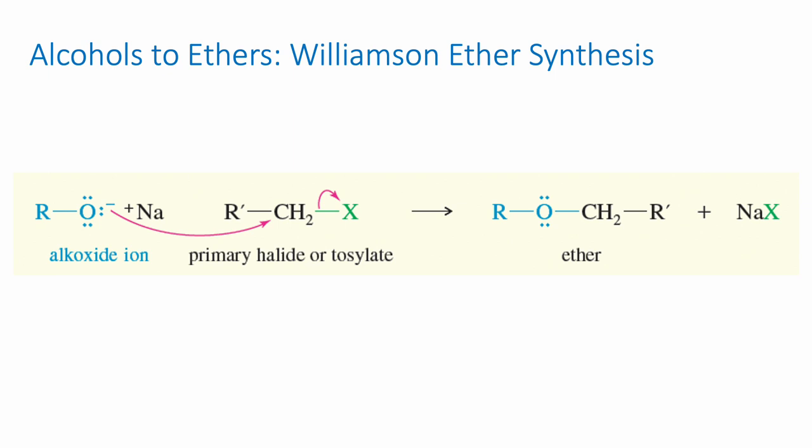They could be the same. You can also make symmetric ethers this way, but they could be different. The blue R could be a methyl group, and the black R could be an ethyl group, for example. So we'd make a methyl-ethyl ether. We'd make asymmetric ethers, different carbon groups on each side.